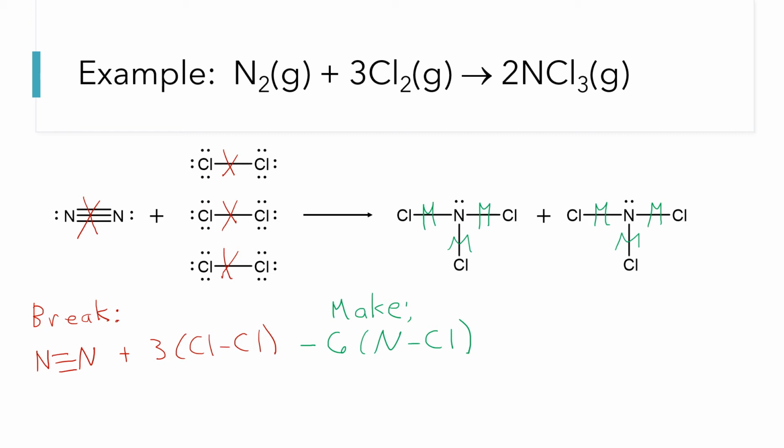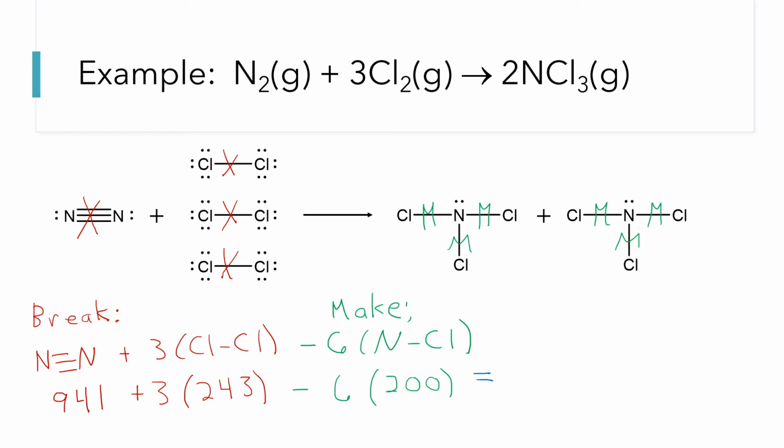For the nitrogen-nitrogen triple bond, this is a really stable molecule, so it has a very large bond enthalpy, 941. And then we have 3 times the chlorine-chlorine bond strength, which is 243. And then we are going to make 6 of these nitrogen-chlorine bonds, which each have a bond enthalpy of 200. So let's run all of that through the calculator and see where we end up at.